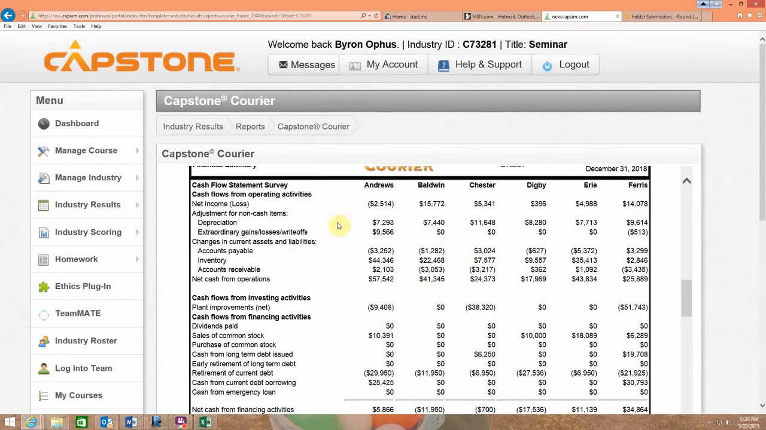And we come to the cash flow, and I glance a little bit at this. I see Chester has a ton of depreciation, Ferris a decent amount, other teams a little less so. Okay, what's that a result of? Result of their investments, right, in capital, whether it's capacity, automation, those types of things. Okay, extraordinary gains or write-offs that could come from the sale of capacity and whatnot.